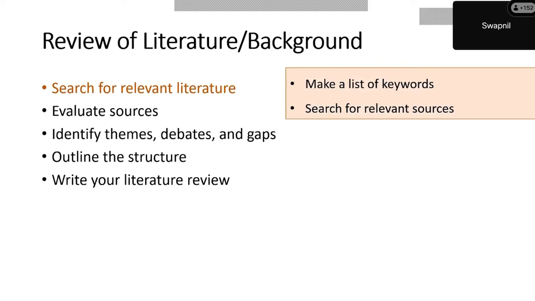So how do you go about doing this? Whatever topic you are thinking of researching, you have to start by searching for relevant literature. You do this by first creating a short list of keywords and then searching relevant sources, which is often PubMed. There are other sources that are available.